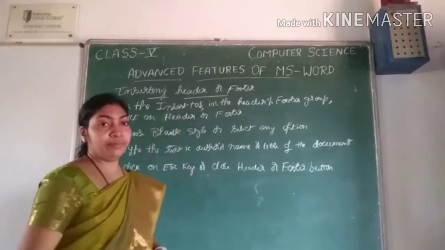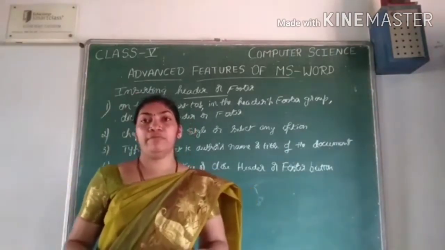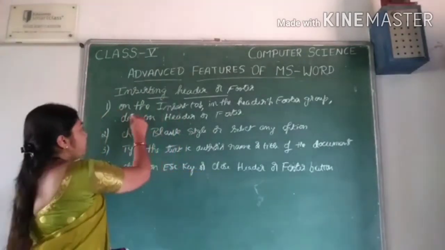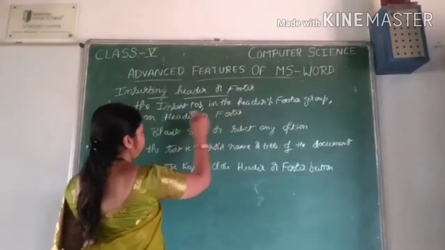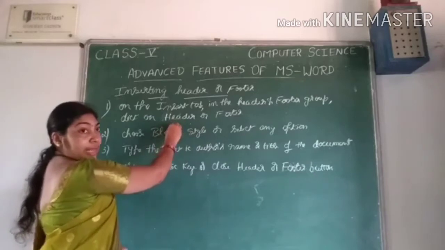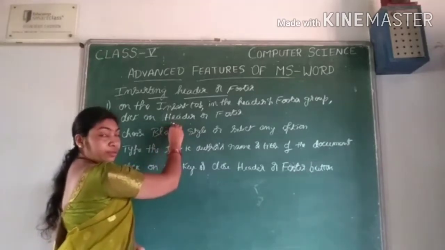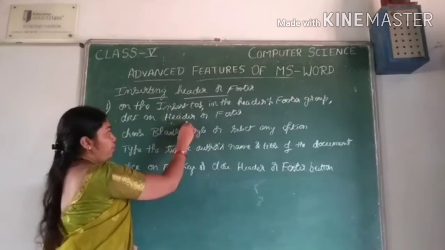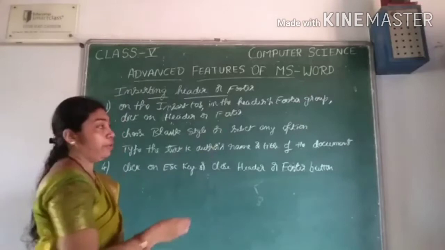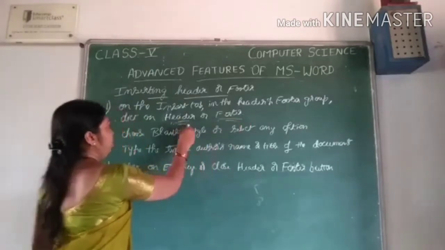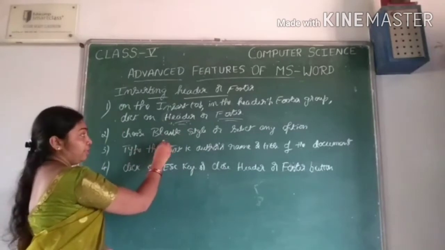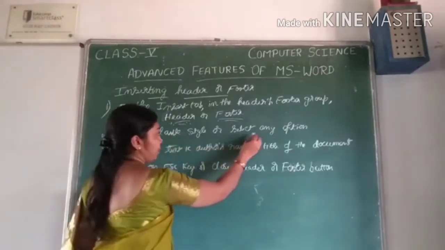So now what I'm explaining is the theoretical part. You will clearly understand when I'm doing the practical part of this. So the first step is that on the insert tab, in the header and footer group, you have to click on header or footer. If you want to insert the header, that is the text at the top of the page, then click on header. If you want to add the text at the bottom of the page, then click on footer. Then from there you select any blank style, or you can select any of your choice.